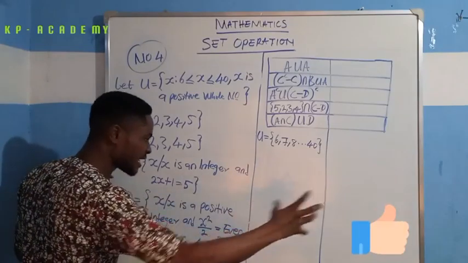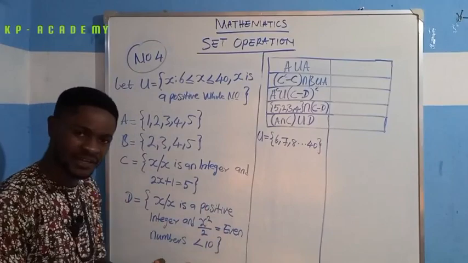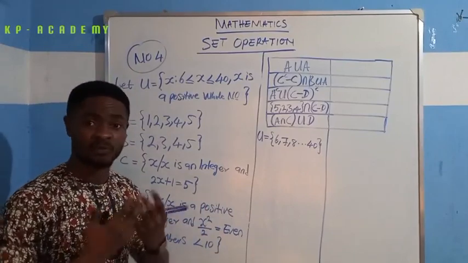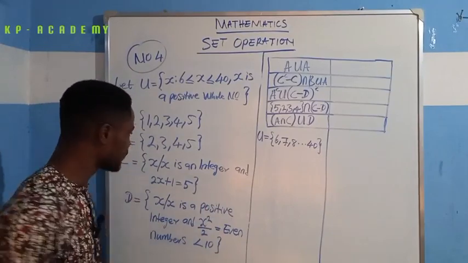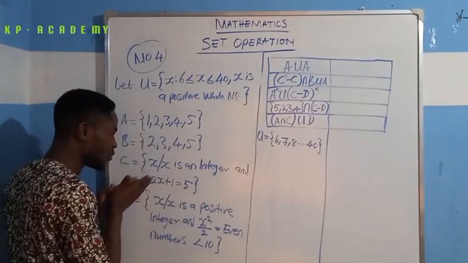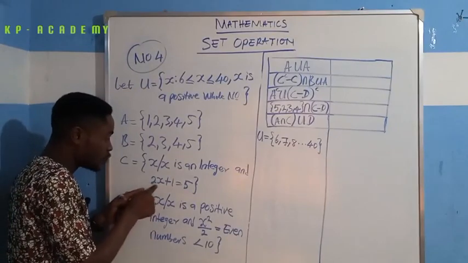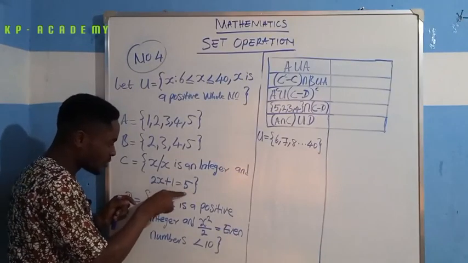X is an integer. We know what an integer is. Integers are nothing but all the numbers on the number line. All of them are collectively regarded as integers. Hence, we can have positive integers and negative integers. But here, we are told that X is an integer. Now, to make it more specific, we are told that 2 times whatever X will be, plus 1, must be equal to 5.